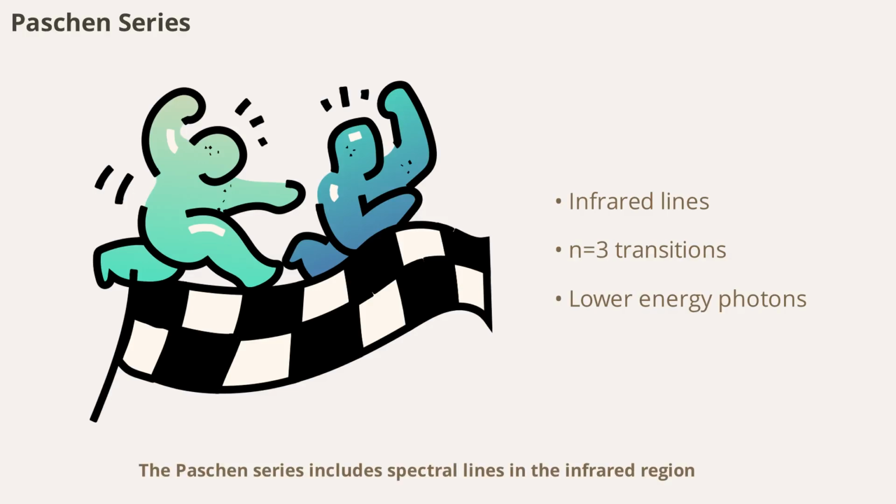The Paschen series includes spectral lines in the infrared region, resulting from electrons falling to the third energy level in hydrogen atoms. These transitions release photons with lower energy compared to the Lyman and Balmer series. The Paschen series, along with other spectral series, provides further evidence for the quantized nature of atomic energy levels and the predictive power of Bohr's model.